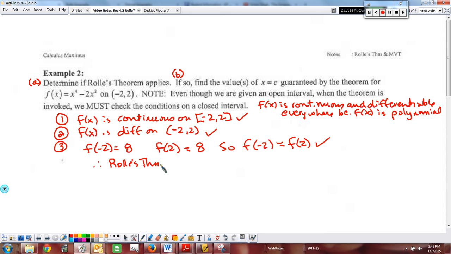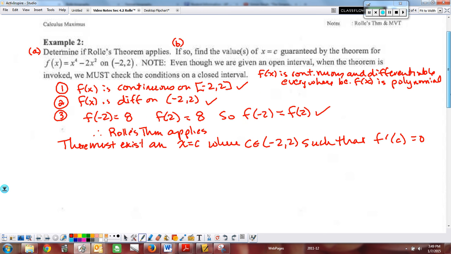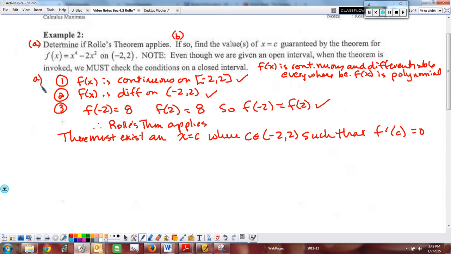Rolle's theorem applies, and what we are going to conclude is there must exist an x value, x equal to c, where c is in the interval negative 2 to 2, such that f prime of c is equal to 0. There must be a place where the derivative is equal to 0. So that's A. I now know that it exists. Now that I know that it exists, I'm going to go find it.